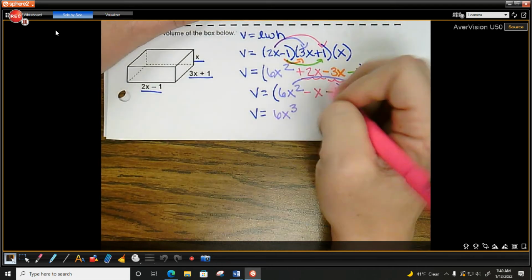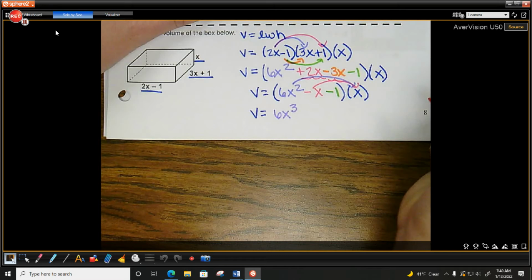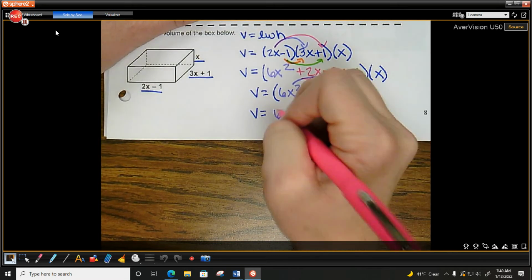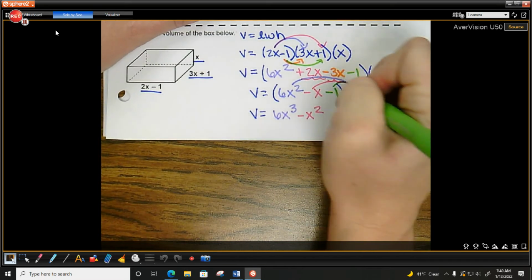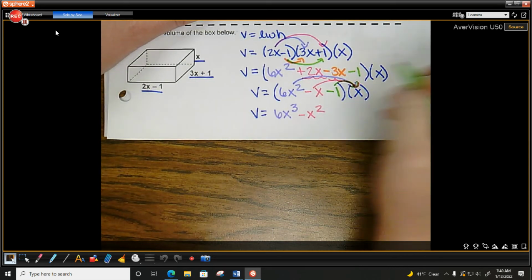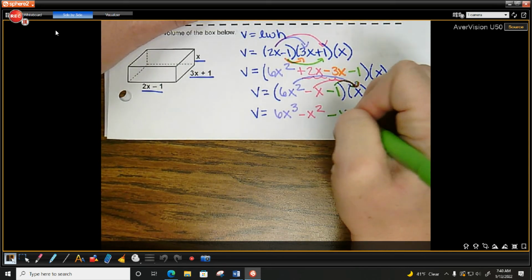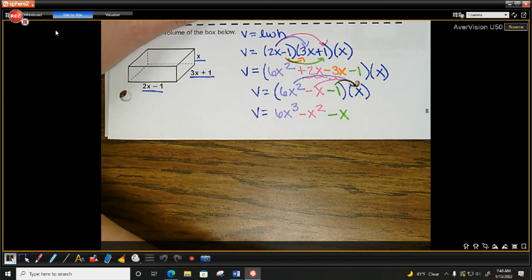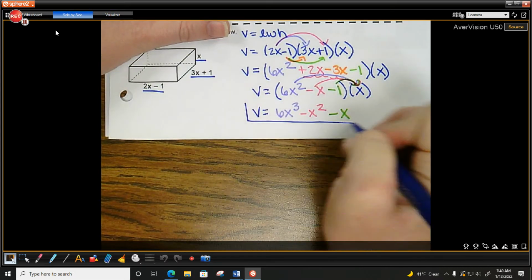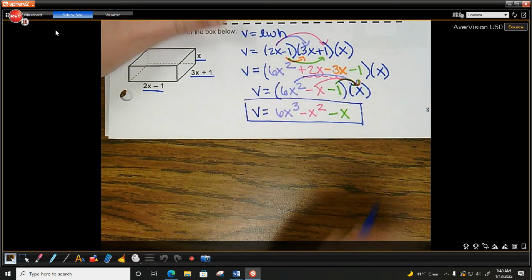What's -x times x? -x squared. Very good. And then what's -1 times x? Or just -x. Are any of these like terms? Nope. Are we in the correct order from big exponent down to small exponent? Yep. So we are done. How are we feeling, guys?